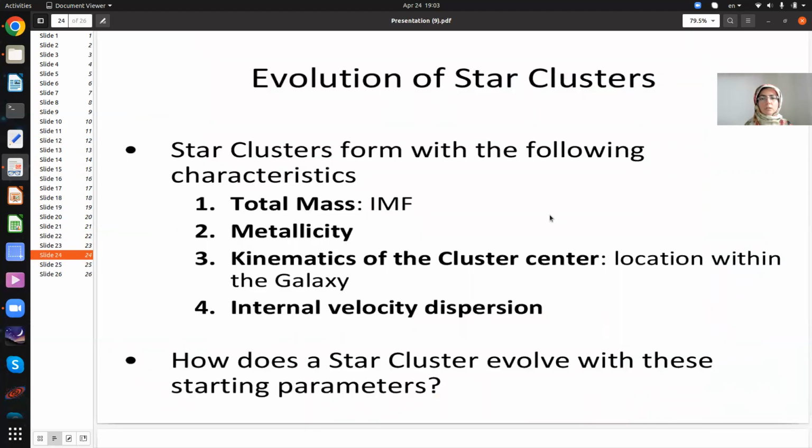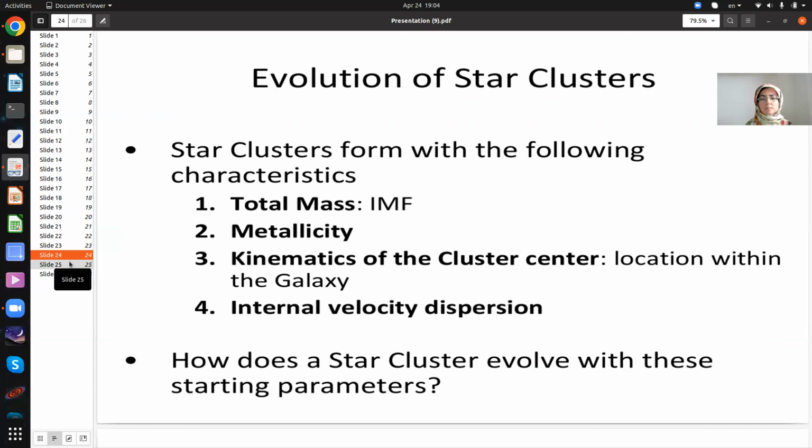Evolution of star clusters. Star clusters form with the following characteristics: 1. Total mass, initial mass function. 2. Metallicity. 3. Kinematics of the cluster center location within the galaxy. And 4. Internal velocity dispersion. And how does the star cluster evolve with these starting parameters?